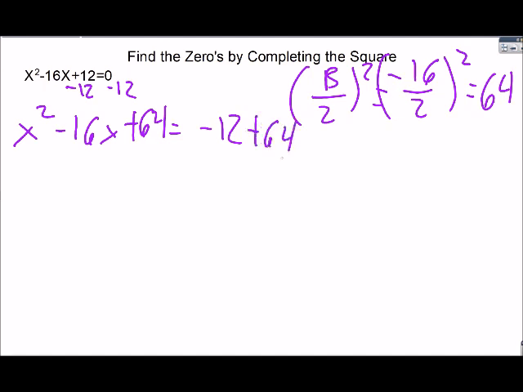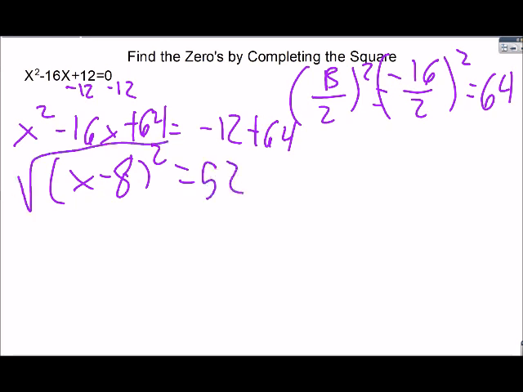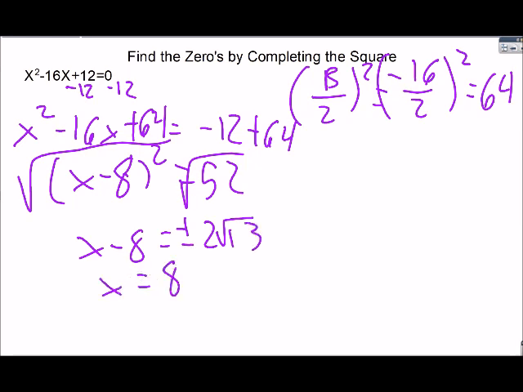So now that I have this, I can factor, and then combine like terms over here. Then I can divide or square root both sides. And then I can move this 8 to the other side. So again, I would add these together and then subtract these together to find the two different x terms.